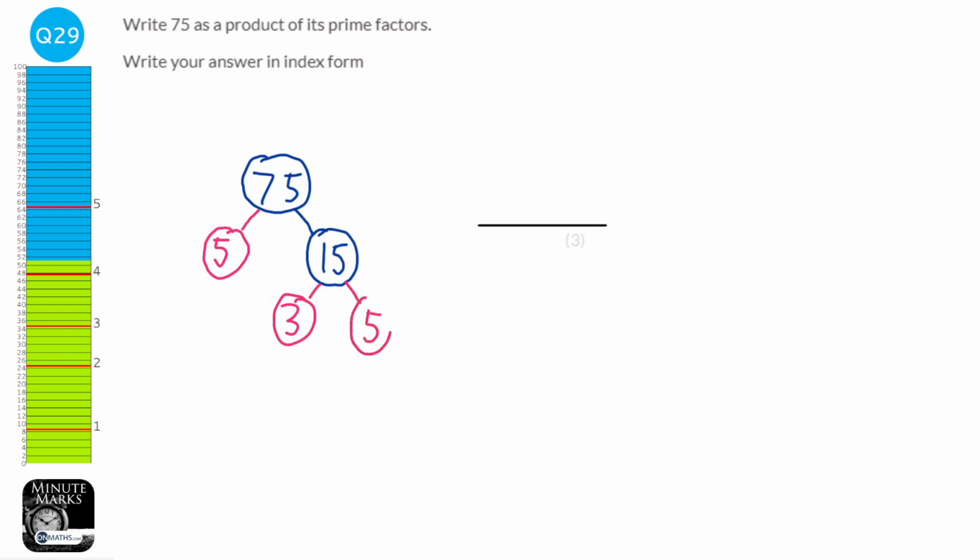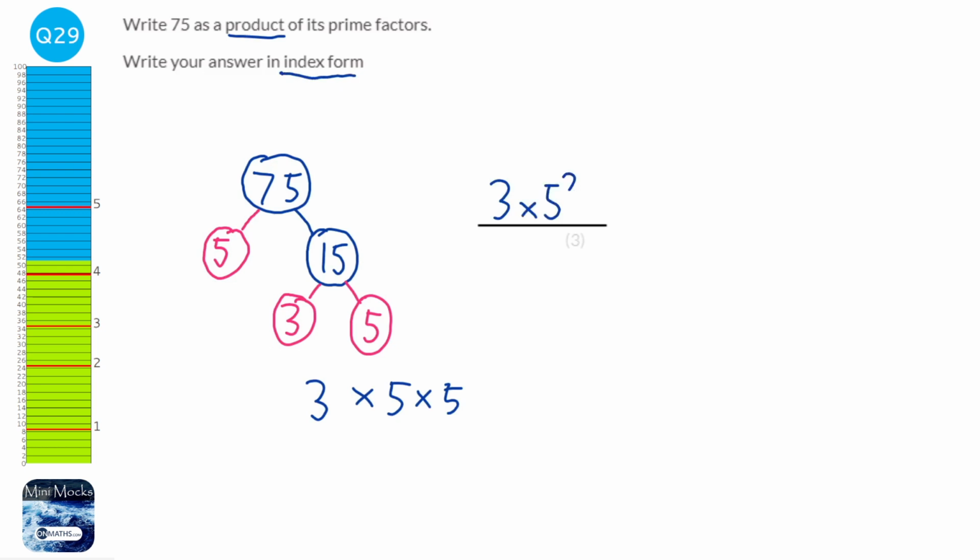And the reason why I've done some of these bubbles in red is that those are the prime factors, which means they can go to 1 and 5. But if you do 1 and 5, you'll be there all day. So we always stop when we get to the prime numbers. And so we're going to write these in a list. So 3, 5, and 5. The product means that we put a times sign between them. But if you notice here, we've got 5 times 5. So a different way of writing that in index form is 5 squared. So our answer will be 3 times 5 squared.